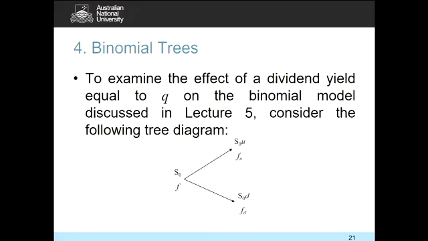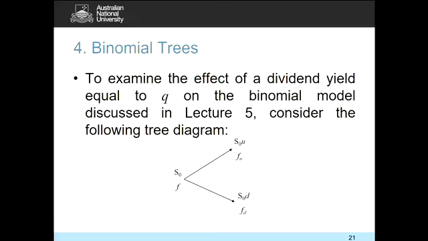So in terms of calculating P, remember it was, who remembers what it was? P is equal to what? e to the power of rT minus d divided by u minus d. And what was T? What did T have to be? Fantastic. The length of one time step.